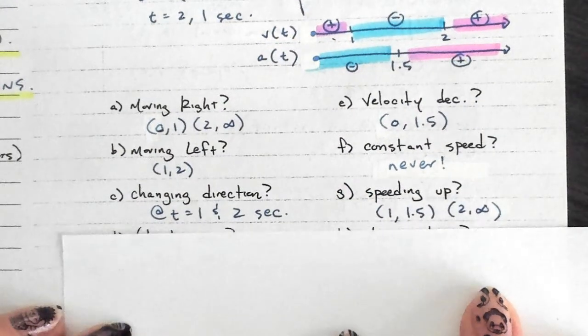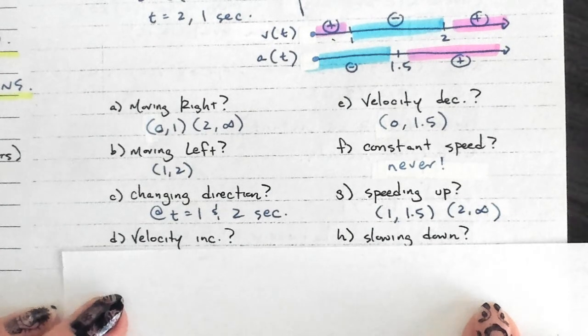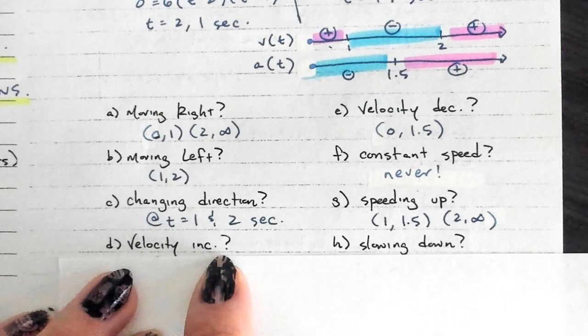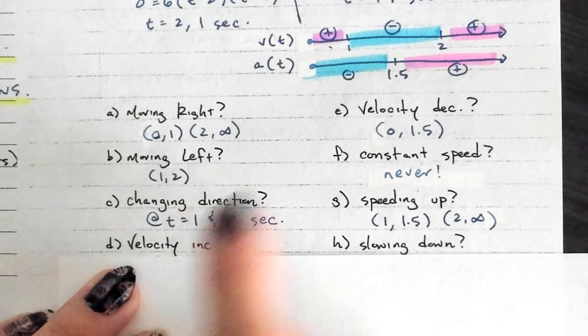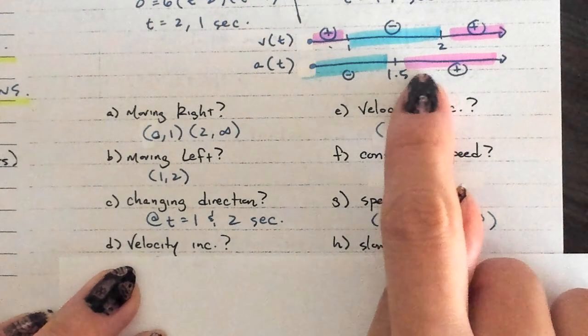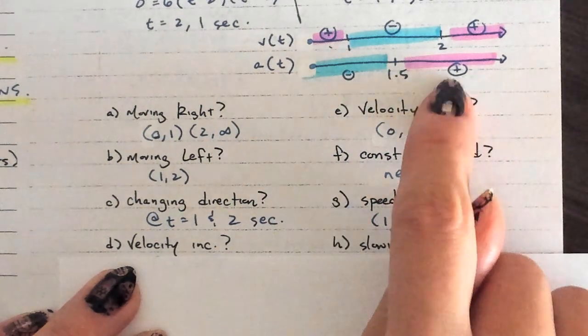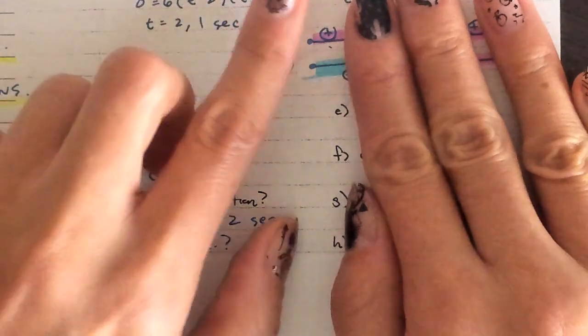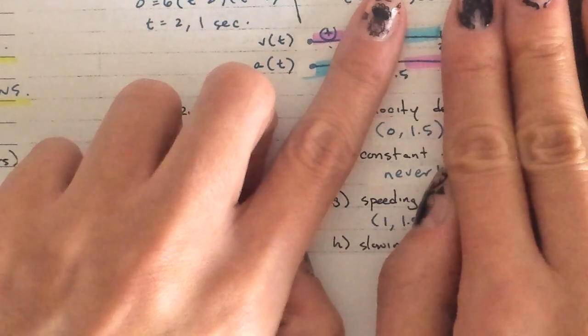Okay. And then, when is the velocity increasing? The velocity is increasing when the slope of velocity is positive. That's right here. That's when the slope is positive, because acceleration is the slope of velocity. When am I slowing down? I'm slowing down, like I said, over here and over here.